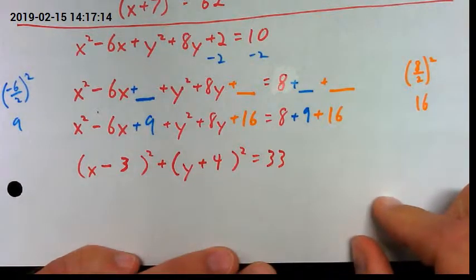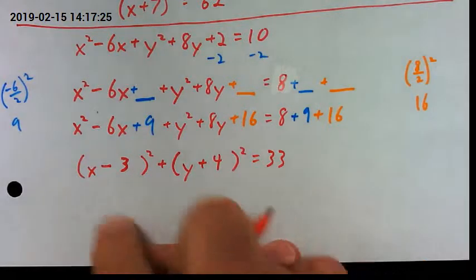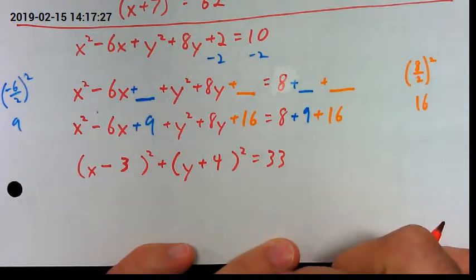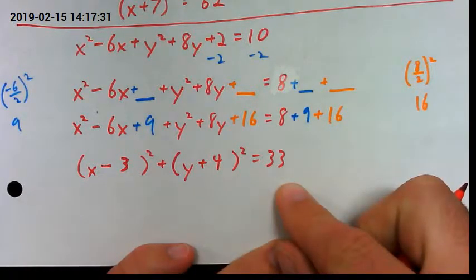Now, does that equation look familiar? Yes, it does. Now we have our equation of a circle. All right. So this is the equation of a circle. This is a useful format for us to find things like center point.